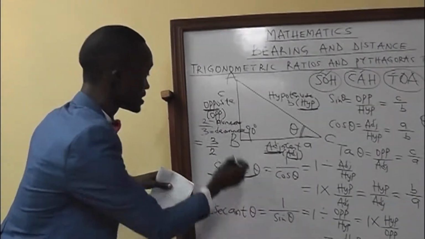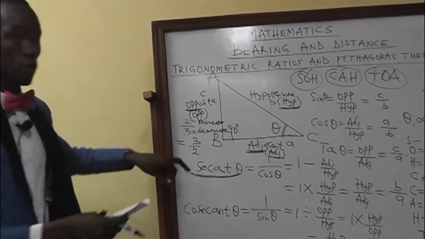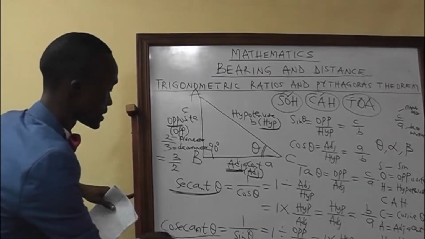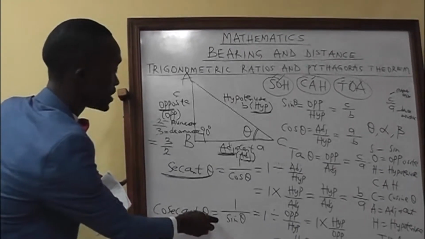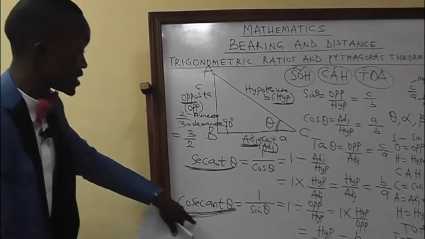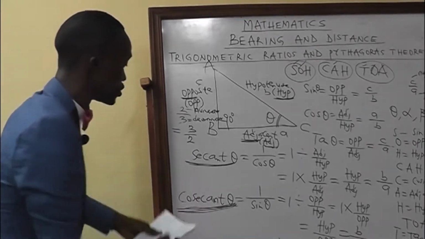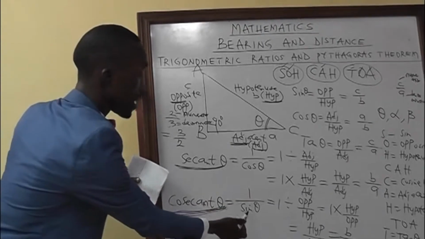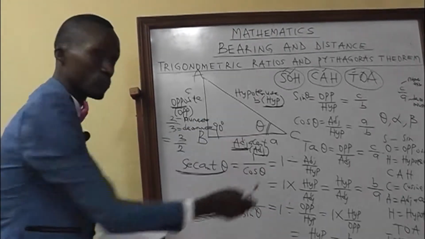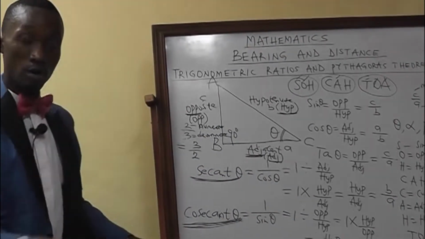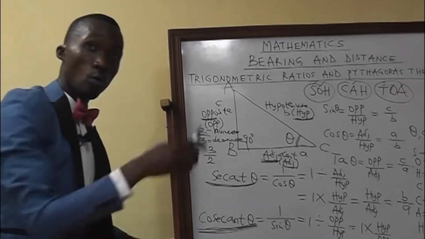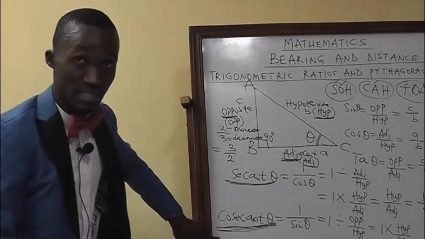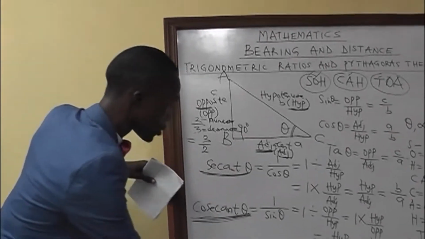But the meaning of secant is 1/cosine. The same thing also with cosecant. We call it cosec. Cosec is just 1 divided by sine. Or if you have a value for sine, the numerator for sine will become the denominator for cosecant, while the denominator will become the numerator for cosecant.